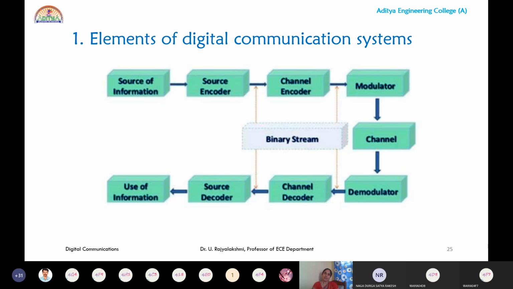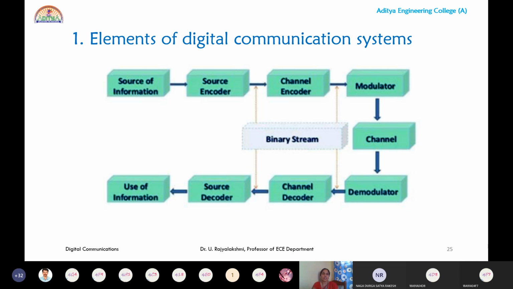Once again, the code word is a combination of n bits and k bits. The output of the demodulator is fed to the channel decoder. The channel decoder removes the systematically added check bits, the ones you added in the channel encoder. If you remove them from the code word, then obviously you get the information sequence.